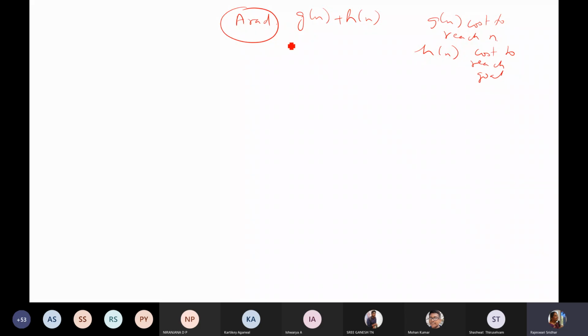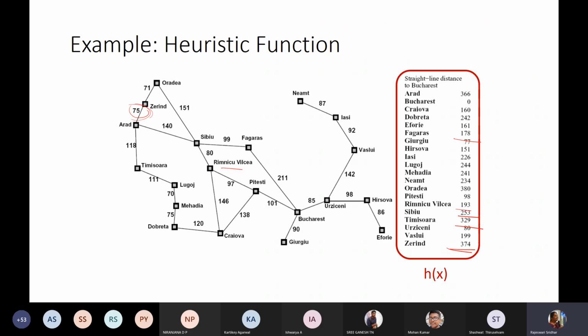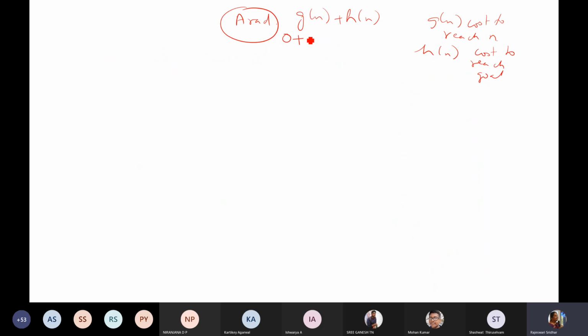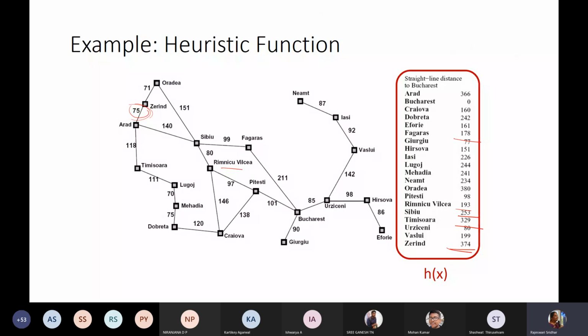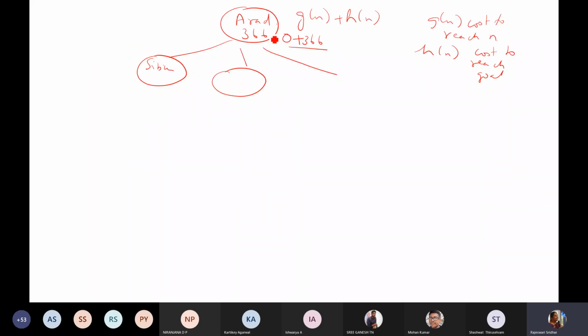So you are in Arad. The cost to reach Arad is 0, plus h of n, for which you are going to use the straight line distance. So h of n is 366. So 0 plus 366 is the overall f of n for Arad. Now you have to expand. Arad has three neighbors: Sibiu, Timisoara, and Zerind. Now I have to estimate f of n for all these three nodes.